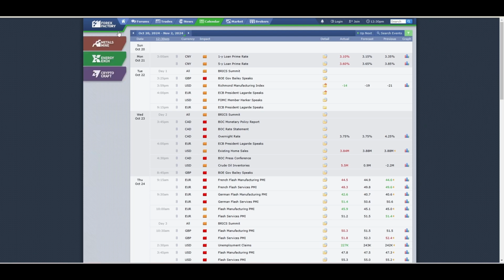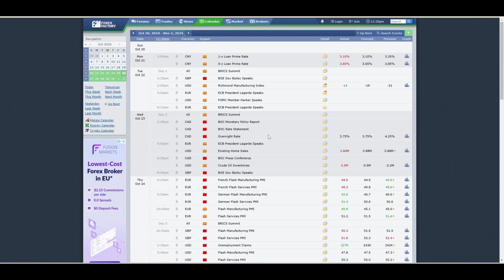Next up we have the Forex Factory. I'll also put this link in the description. The Forex Factory really is the website to use for news events. So like CPI, for example, or FOMC or PMI.